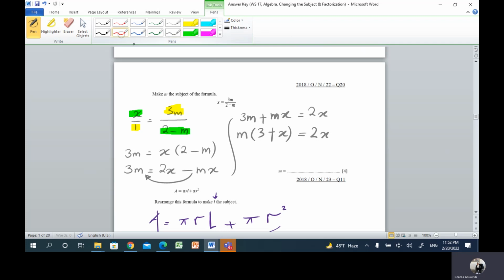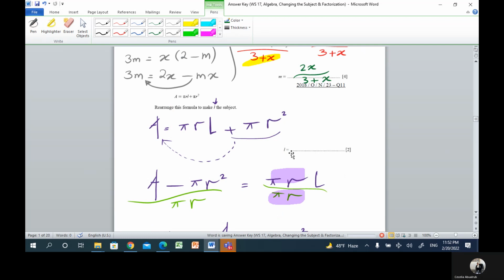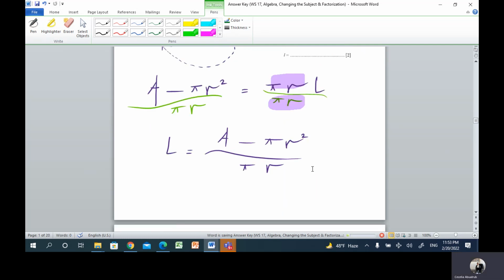Now we need to divide this side by the expression 3 plus x because we're isolating m. We apply the exact same on the right side, so it will be divided by 3 plus x. 3 plus x here is cancelled with 3 plus x and m is left on its own. So m is equal to 2x over 3 plus x. And this is the solution of this question.